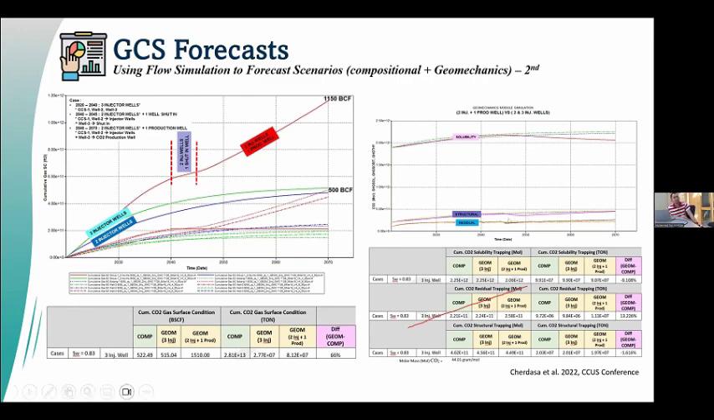The other thing is that the residual, structural, and solubility trapping can be calculated, and you can understand over time how much CO2 is in the residual condition, how much CO2 is in the structural condition, and how much CO2 is in the solubility condition with the different scenarios.